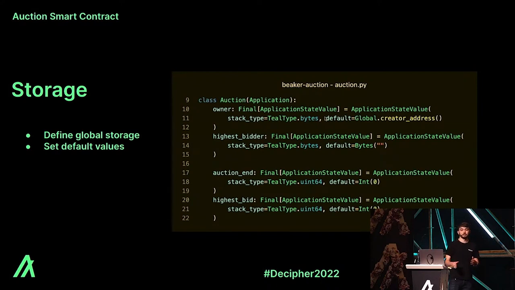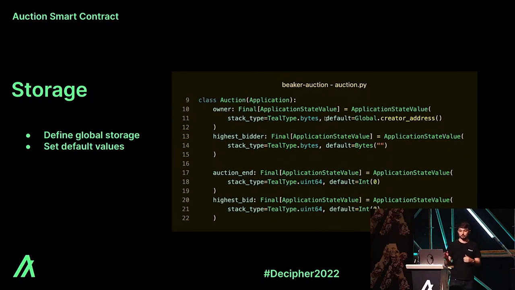The first thing I like to do when writing a smart contract is think about what sort of storage you're going to be using in the smart contract. On Algorand, there are a couple of different kinds of storage. Here we're using global storage, which is basically key value pairs that are saved in the application itself. For our application, we're going to be defining four different key value pairs. The first two are owner and highest bidder, and these are both going to be saving bytes. So you'll see we have stack type equals TealType.bytes, and that's telling Beaker that this owner key is going to be saving some value that is the type of bytes.